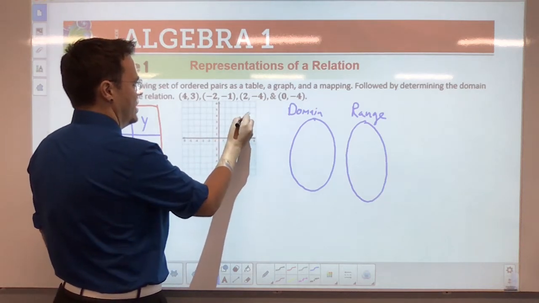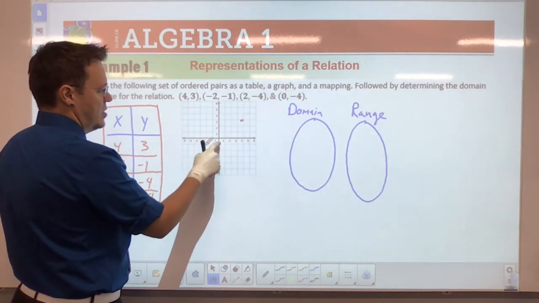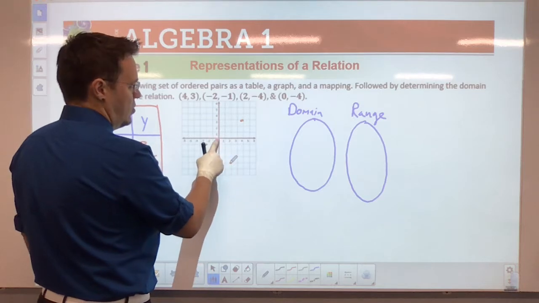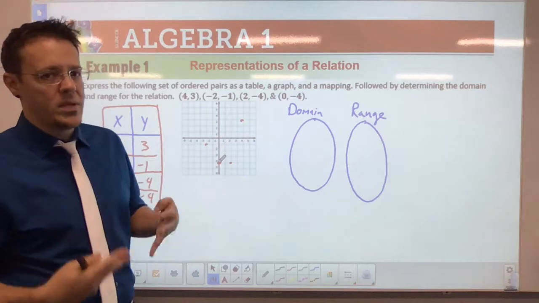4 over, 3 up, so negative 2, negative 1, 2, and then you go down negative 4, and then 0, so you'd stay on 0 and you got a negative 4. There's your points, okay? There are your 4 points, not difficult.